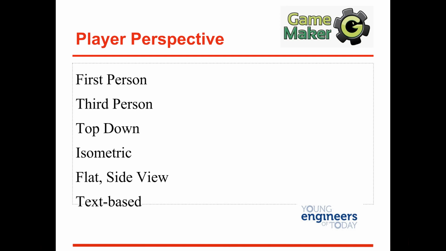You have first person, third person, top down, isometric. Isometric, just seeing one side. Flat, side view, text based. I remember I had this game when I was a kid where they would just have these text conversations between two standstill characters, and you would learn more about what you're going to do in the next level. Noah typed in loves Clash of the Clans. So those are different viewpoints.